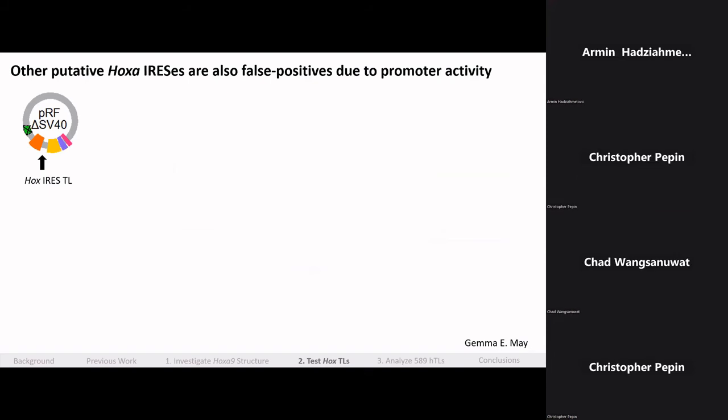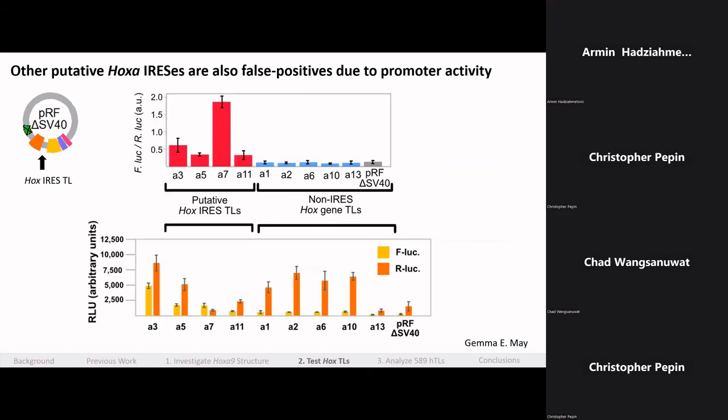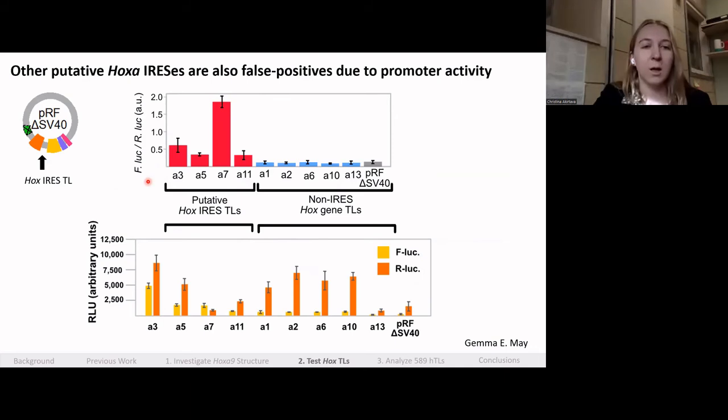Finally, we tested other HOX transcript leaders using the bicistronic reporter assay, and we found that all transcript leaders which were previously identified to have significant F-Luc expression exhibited independent promoter activity. Meanwhile, the transcript leaders without putative IRES activity did not show the same independent promoter activity. And the raw data for the graph above is shown here below.